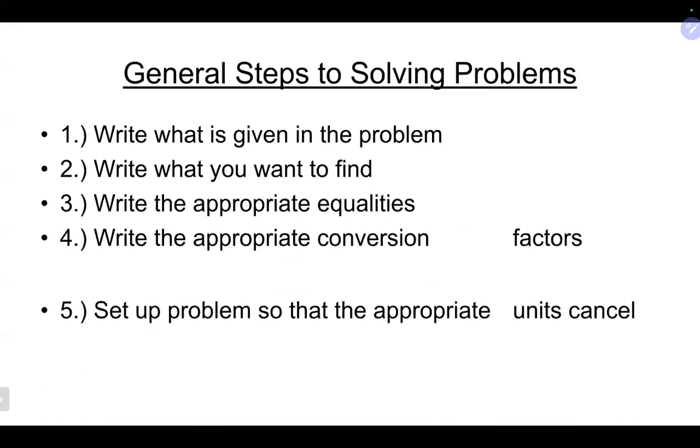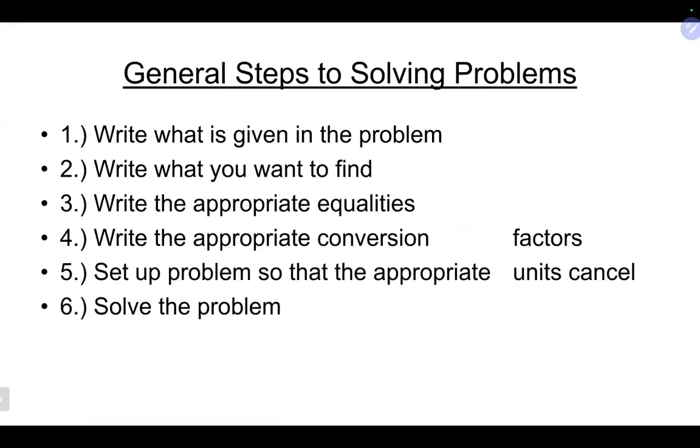Okay, so here are the steps to follow when you're doing a dimensional analysis problem. You want to write what's given to you. You want to think about what you want to find. You want to find all the appropriate equalities and conversion factors. You want to set up the problem using dimensional analysis so that the units cancel, and then you obviously should solve it as well. Do you need to do all these steps? You don't, but you do need to make sure you show the work.